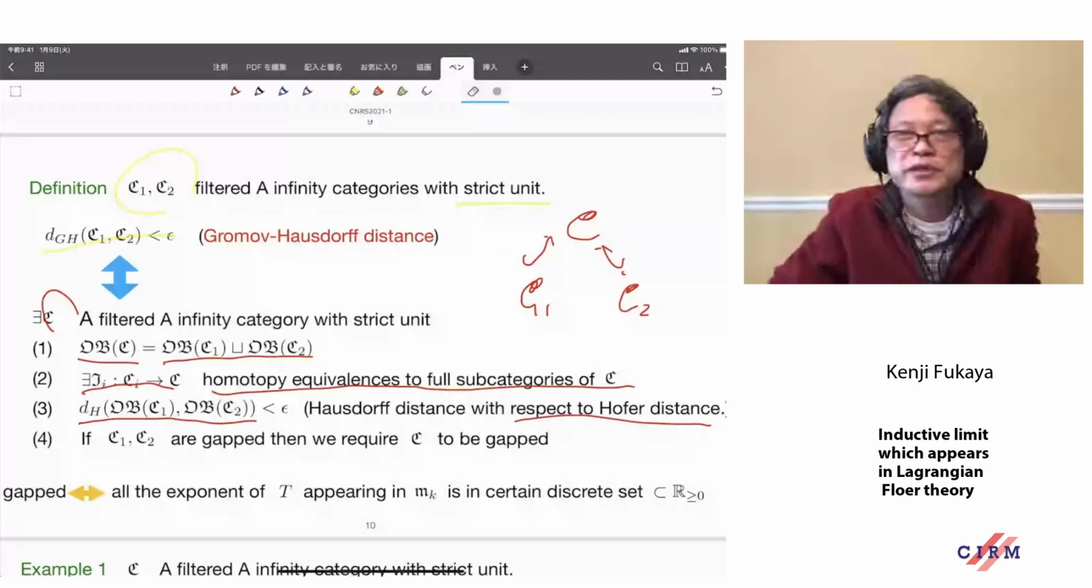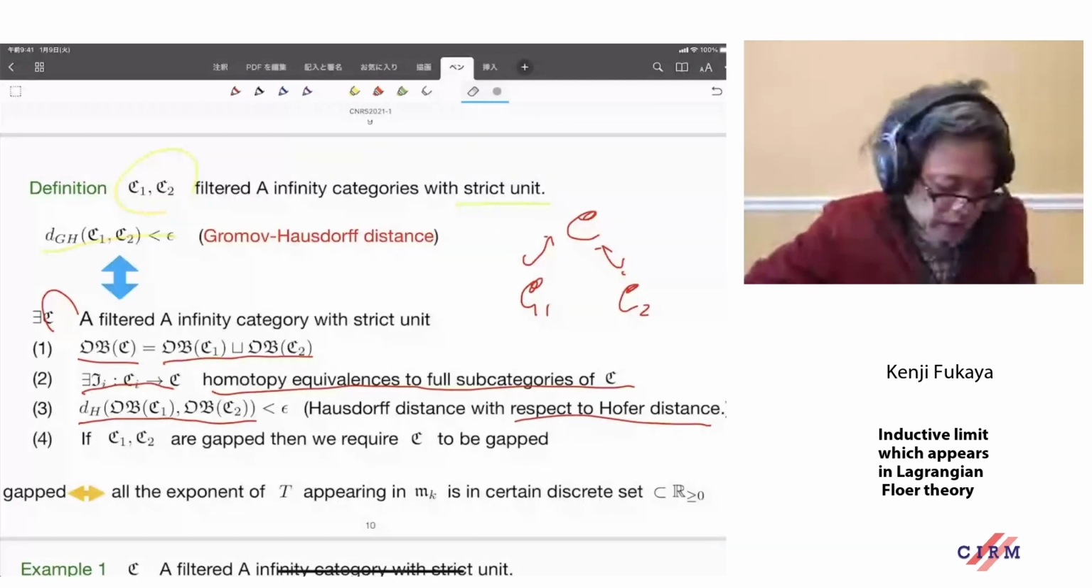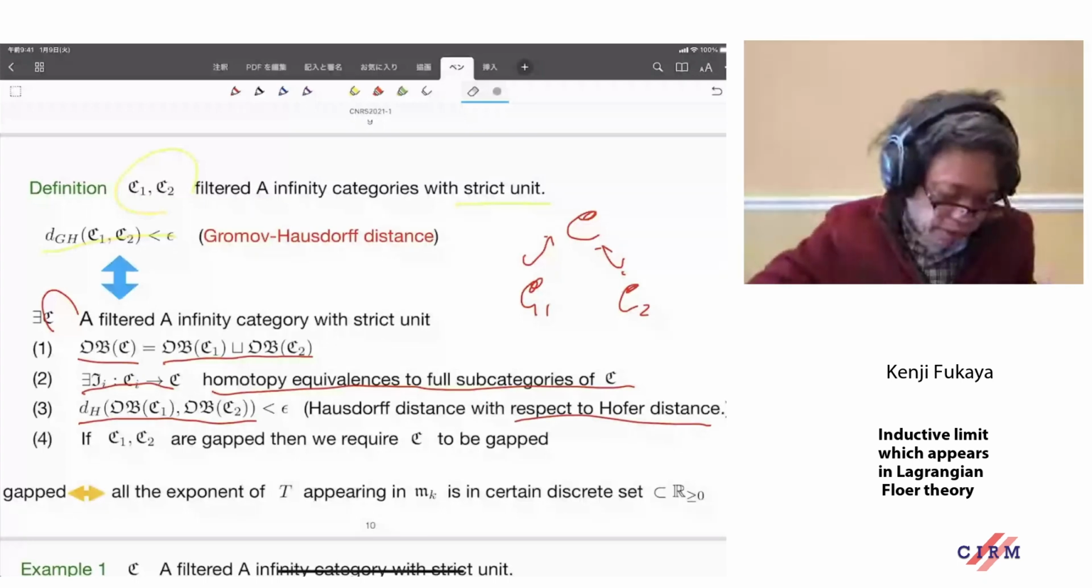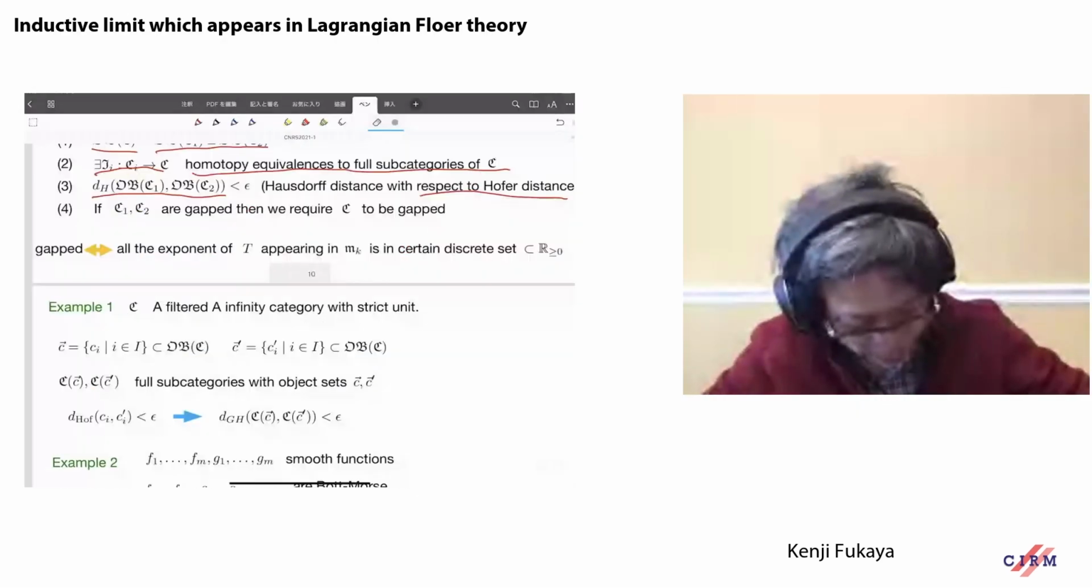But we just include this kind of infinite structure is preserved. So this is a definition of Gromov-Hausdorff distance, and we can also prove this triangle inequality. So I just mentioned the continuity of some filtered infinity categories, and it is continuous with respect to distance. So I just want to explain two examples.